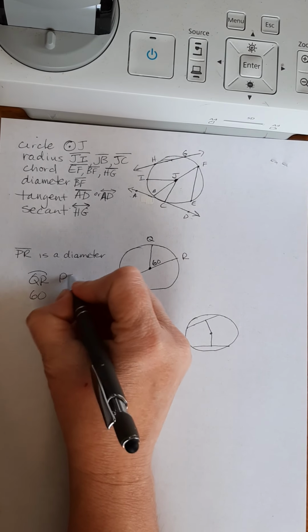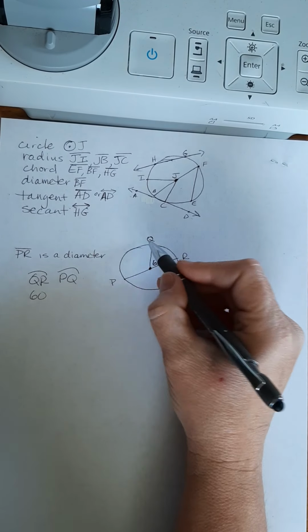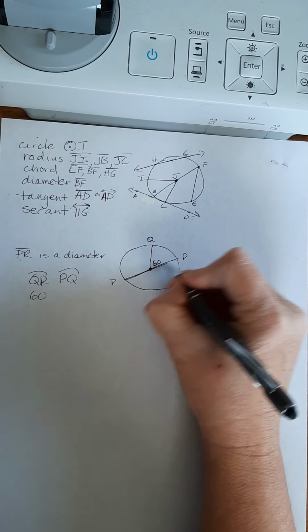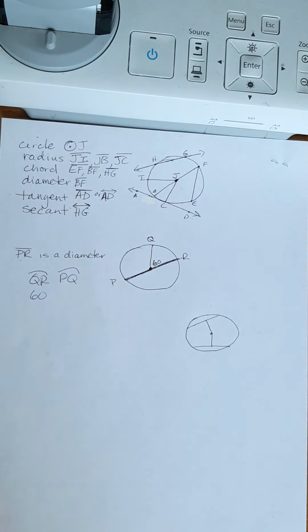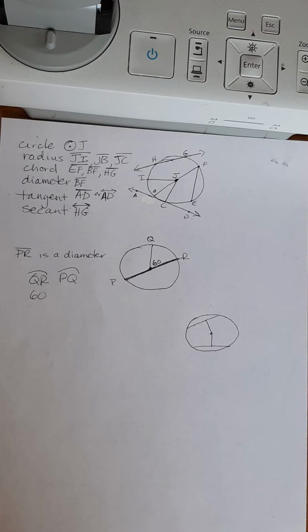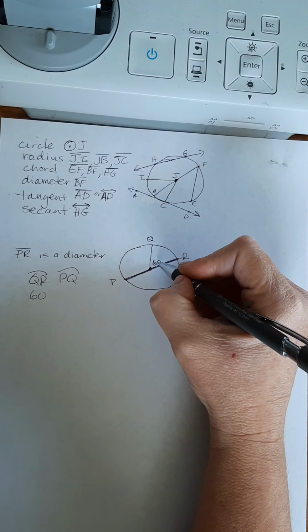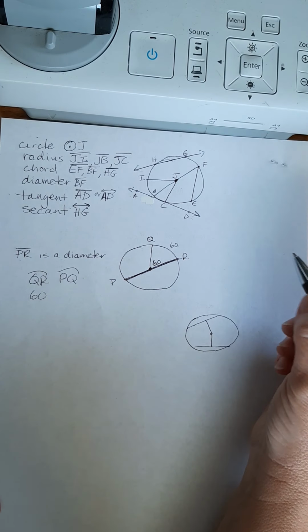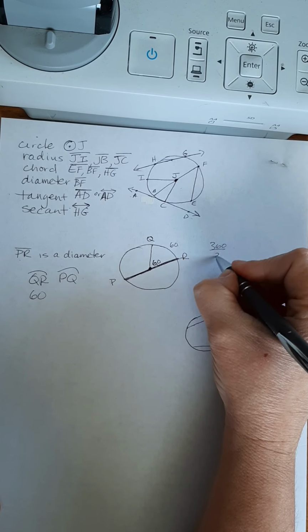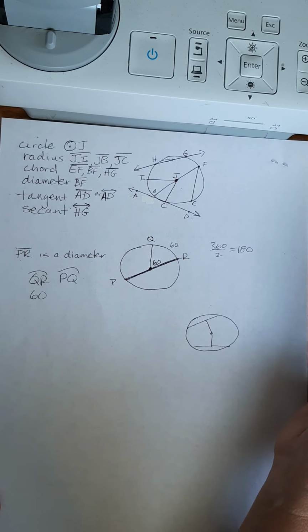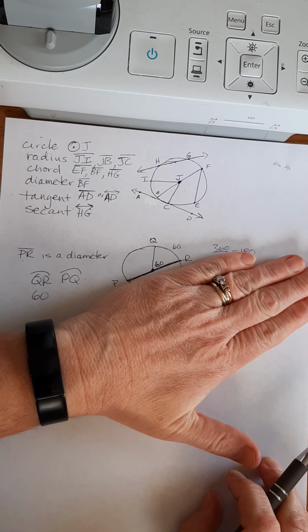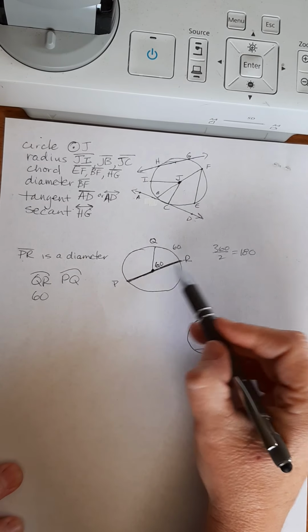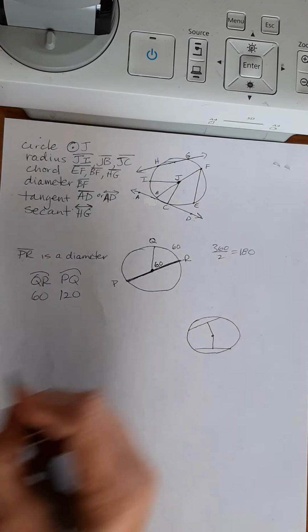Now, what about if I wanted to find PQ? Well, whenever it tells you a diameter, I'll always darken it. So that way, if you ever want to do something with it, you remember, oh yeah, I know what that is. Because if this is 60, and that's the diameter, which cuts the circle in half, 360 divided by 2, 180. So that means there's 180 on the left, 180 on the right. So if this is 60, 180 minus 60, 120.